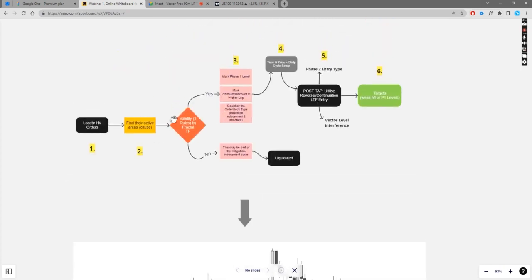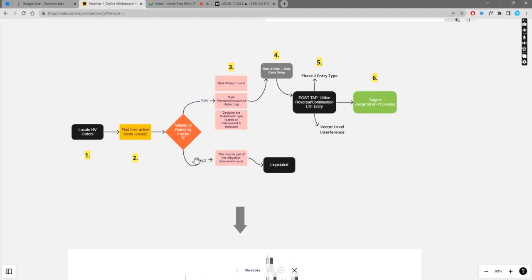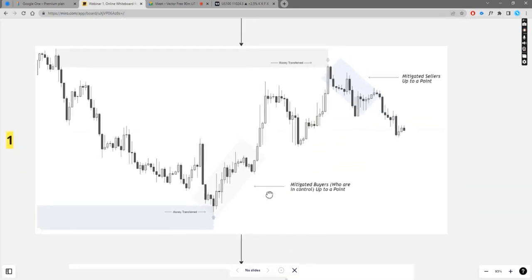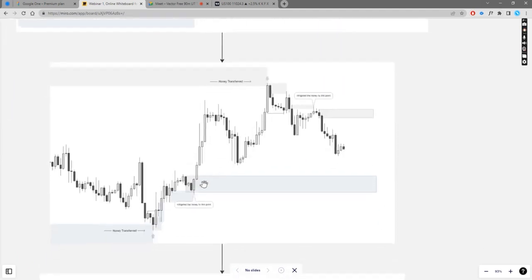But the next step is validity by the 3 rules through the fractal time frames. When I say fractal time frame, I mean if you have a 4-hour zone, you'll have a 1-hour reaction. If you have a 1-hour zone, you have a 5-minute reaction. It works through a funnel, but I won't go too much over that today. But otherwise, we need to find our 3 rules with our order blocks. So we found where the money has moved to, here and here. Here and here.